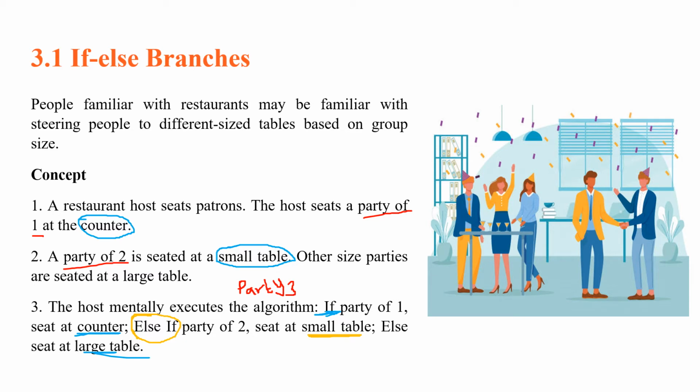and the last will be the else, which includes all the rest of the people. Like let us consider the small table will just fit 2 people, so more than 2 people will be considered as the large group, and they will be seated at the large table. That's how it works.